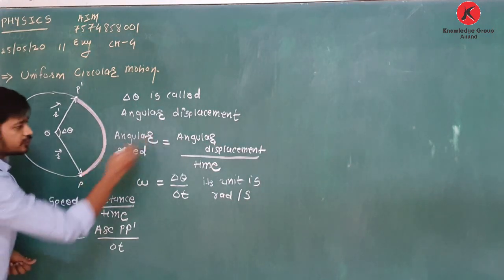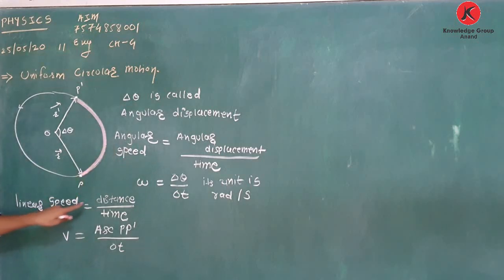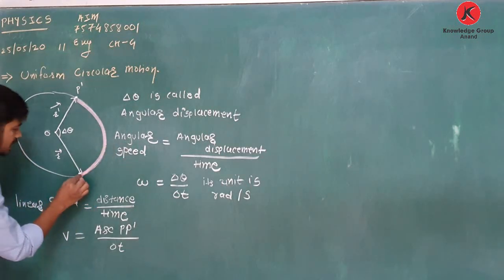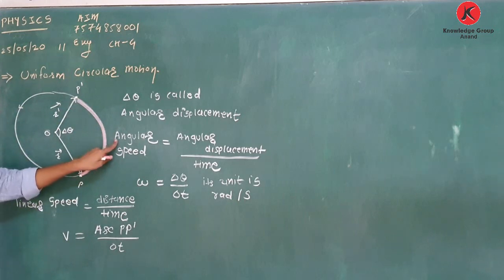See, what is the difference between them? Linear speed is equal to linear distance upon time. Angular speed means it is angular displacement upon time. Okay. Now, arc PP dash. Remember one lecture of basic mathematics.